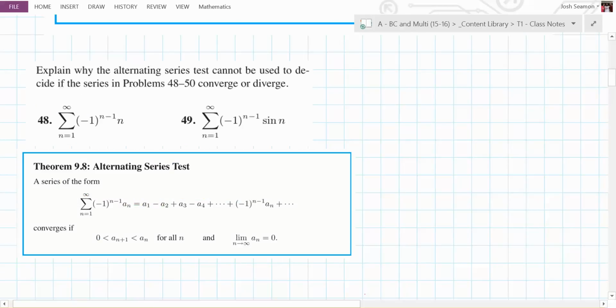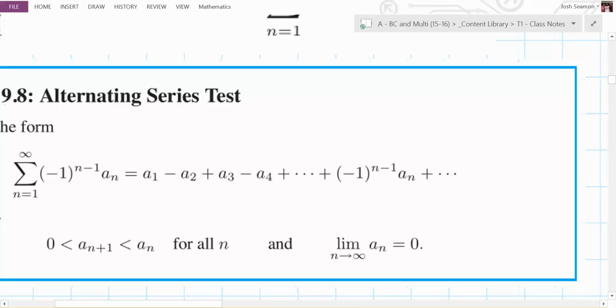Explain why the alternating series test cannot be used to determine if the series in 48 to 50 converge or diverge. So you have, is this an alternating series? Yes. It is. That's nice. Converges if, what does it say here? Every next term has to be smaller than the one before it. Does everybody see that right there?